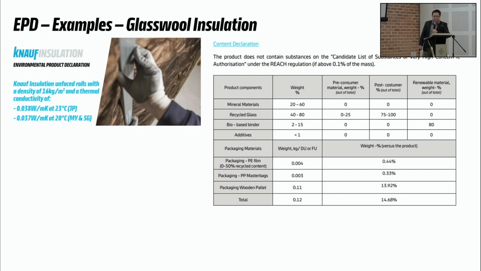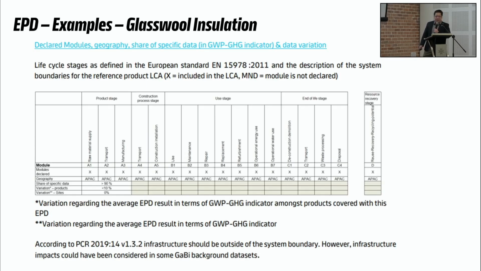Next thing, in the EPD, they will also show you what are the materials that are being used, what are the recycled materials, what are the packaging, and so on. All these are not secret. These are all published data. And then this is what the chart looks like, the A1, A2, A3, all the way until stage C. Cross means that it is included in this EPD. Geographical coverage, APAC. This means that this product in this EPD is produced covering all stages across APAC locations.